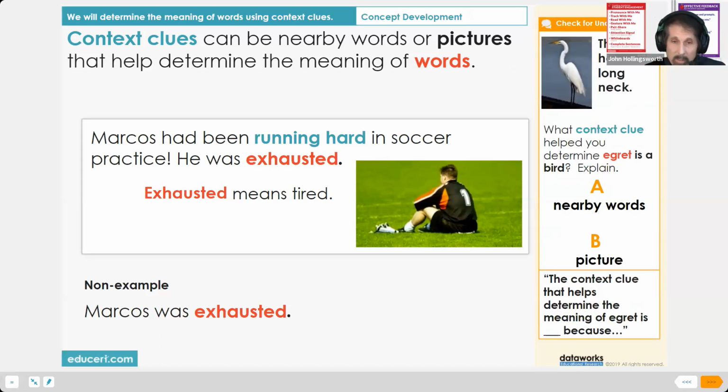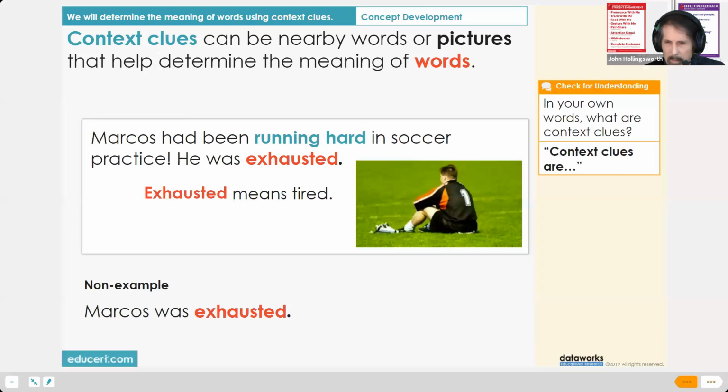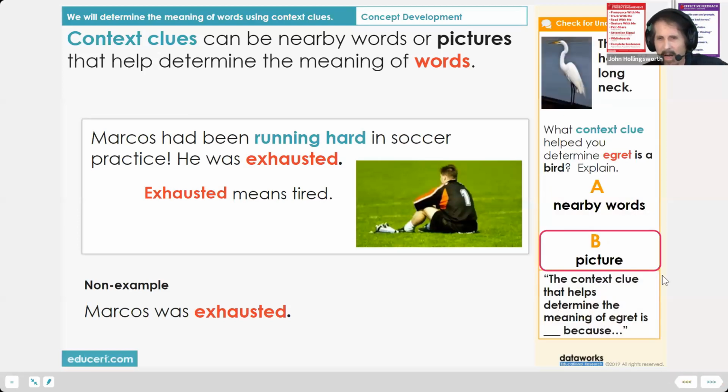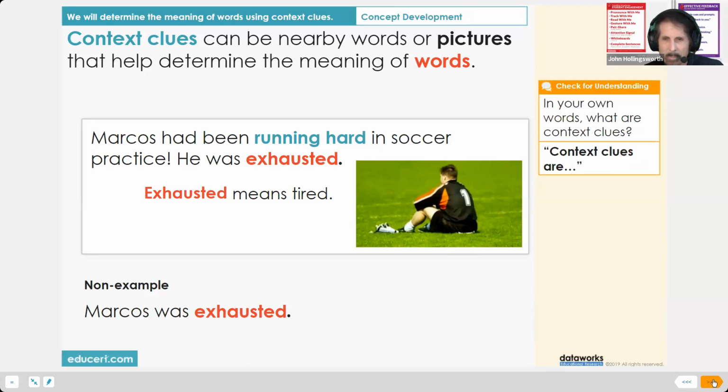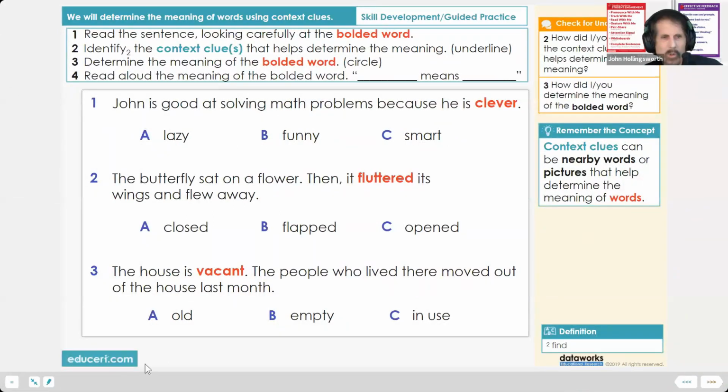Okay, one more thing in here, then here's another checking for understanding question. And you notice, look at the context clue that helps determine the meaning of egret is blank, because we want the students to be talking like this. So you should have a sentence frame every time, and these lessons generally have a pre-written sentence frame. Okay, so now we're doing the problems.